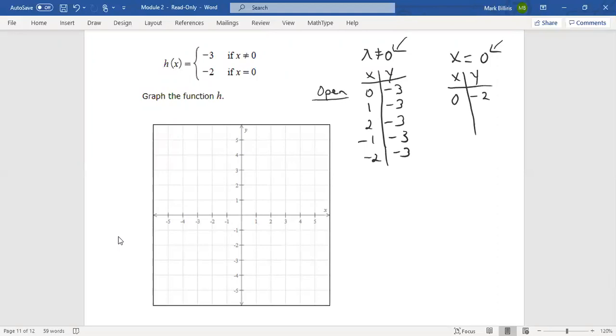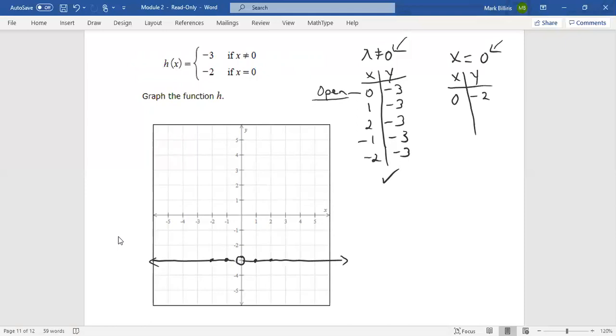So what I'm going to do is plot. So I'm going to start with 0, -3. So 0, -3 would be here. So I'm going to use an open circle. Then I go to 1, -3, which is here. 2, -3. And of course, it would continue on forever in that direction. Also, if x is -1, y is -3. And again, -2, -3, and it would continue on indefinitely in that direction. So I've taken care of the graph of my first table.